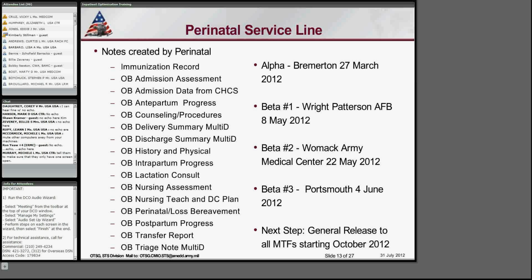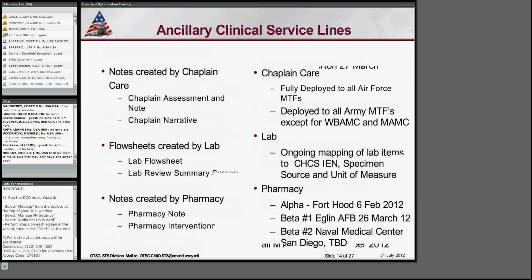Here you can see perinatal lines, the perinatal line of service and the many notes that they have worked on and are testing. And then ancillary services, we talked about chaplains. The lab is a little bit different than these other ones, but we are working on 3D. It's called lab mapping with all of our sites. Madigan is the test site for this, for the Army. Once we do Madigan, then we'll be able to most likely start mapping multiple sites at one time. Madigan is probably about 80% done with the process.